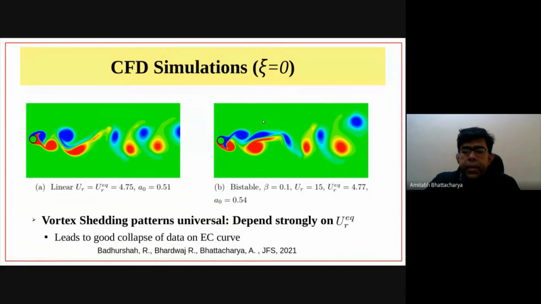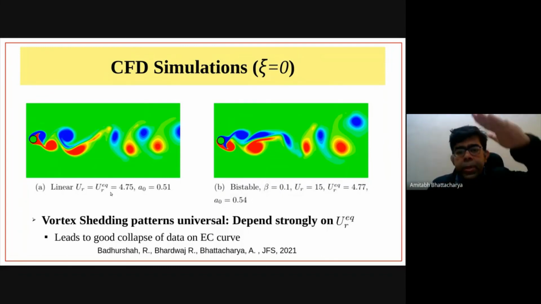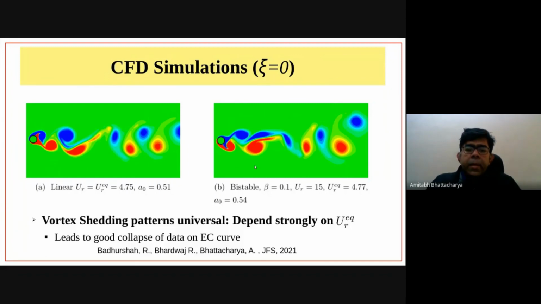One important thing is the vortex shedding patterns, so here for example we're looking at linear spring and bistable spring. These patterns seem to depend a lot on the amplitude of oscillation rather than the spring type. Okay, and that means that how it goes from one extremum to another extremum doesn't seem to matter as much as the actual extremum it has, and of course the frequency at which it is oscillating. So it seems to be pretty universal with respect to these two parameters.